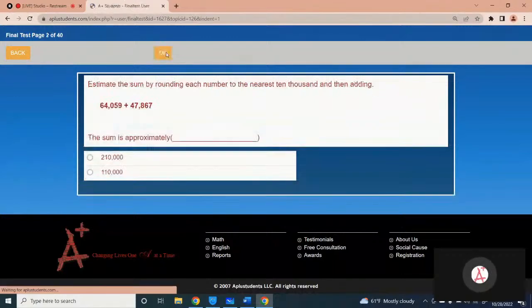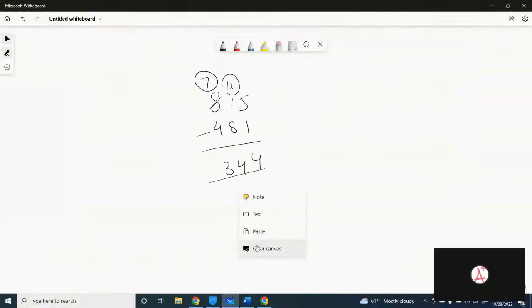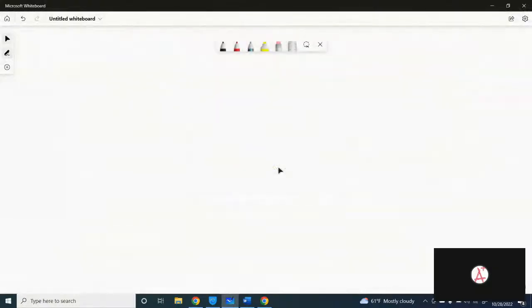Okay, the next one is estimate the sum by rounding each number to the nearest 10,000 and then add. That's the one we just did on board, isn't it? Okay, let me write it down on board. 64,059 and plus 47,867.